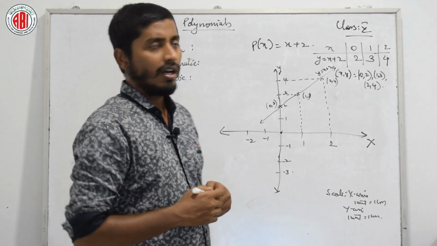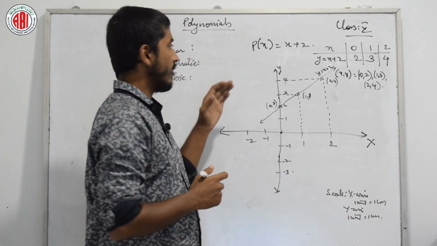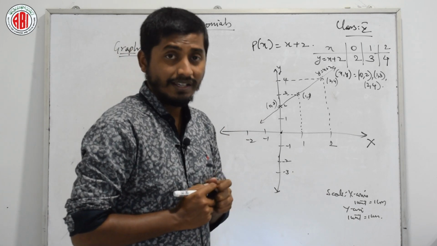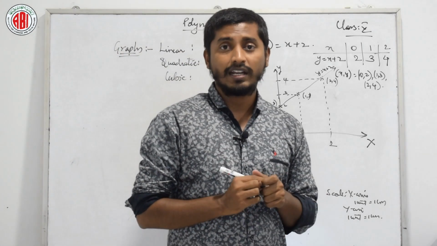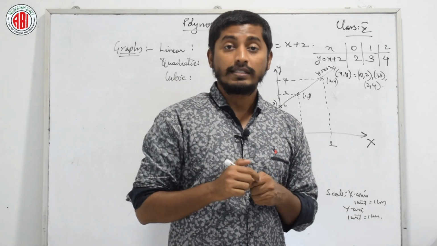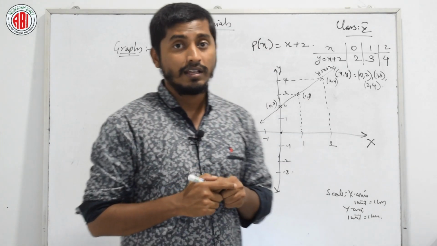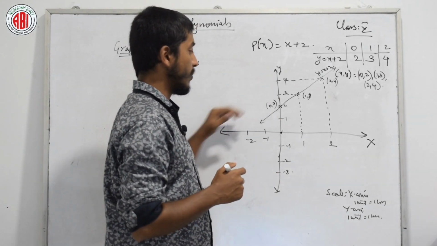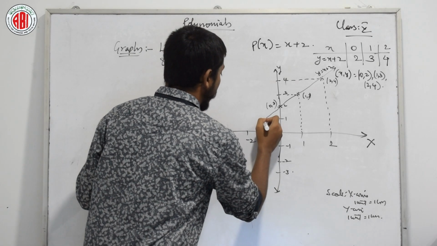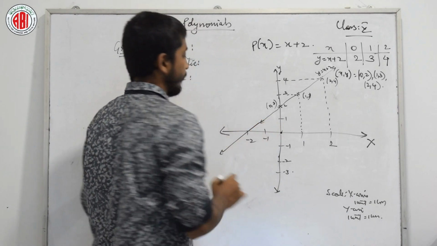Now, how do we find the 0? What actually does a 0 mean? How do we get a 0 of a polynomial? We get a 0 of a polynomial by equating the polynomial to 0. That is, when y is equal to 0, which means on the x-axis we don't have y. Therefore, where will this meet? This will meet somewhere here.